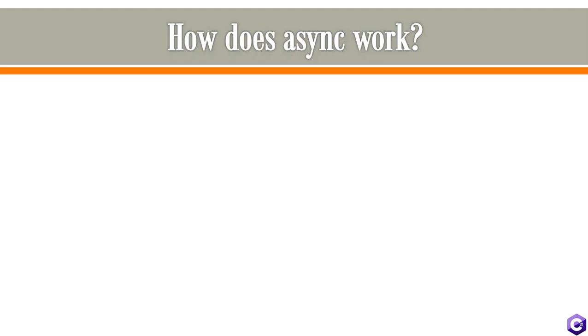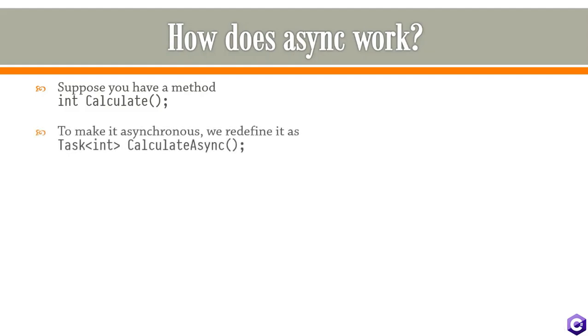So if you have a method, let's say you have a method which is called calculate, it returns an integer, for example. What you would do is you would change this method to make it asynchronous, to make it compliant with this asynchronous model, and you would change it in a very strange way. So you would maybe add the word async to the end of it just to indicate it is asynchronous, and instead of returning an int like we do in the previous example, you would return a task of int.